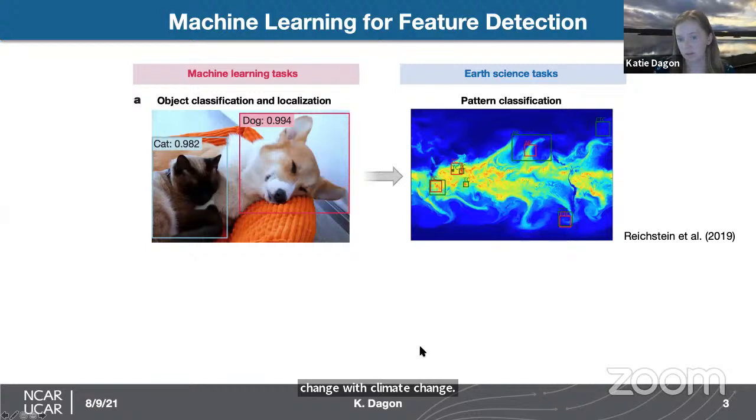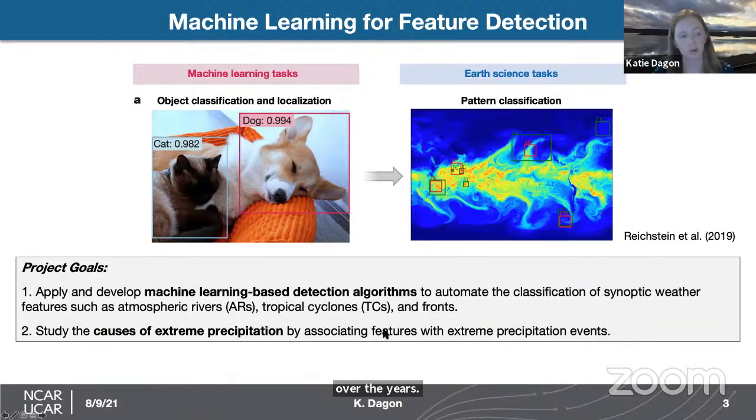So as I mentioned, we're going to leverage some of the work on machine learning for pattern classification or feature detection that's been well developed over the years. And so some of the particular goals of this project are to apply and develop different machine learning based detection algorithms to automate the classification of synoptic weather features such as atmospheric rivers, tropical cyclones, and fronts. And I'll spend the first part of the talk talking about atmospheric rivers and tropical cyclones. And then the second, longer part, we'll talk about the frontal detection work that we've been doing.